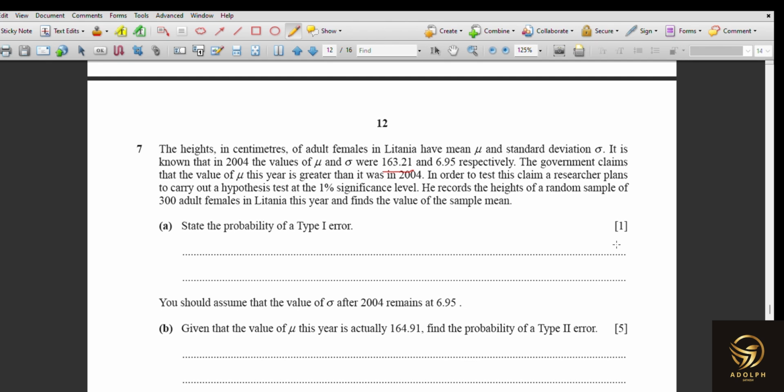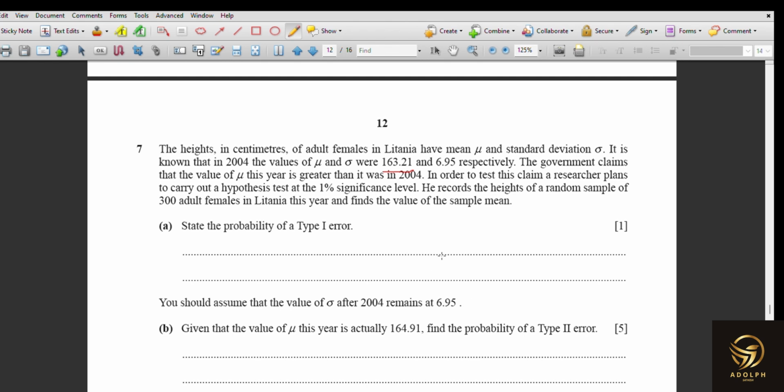The government claims that the value of mu this year is greater than it was in 2004. In order to test this claim, a researcher plans to carry out a hypothesis test at the 1% significance level. He records the heights of a random sample of 300 adult females in Lithuania this year and finds the value of the sample mean. State the probability of a type 1 error.